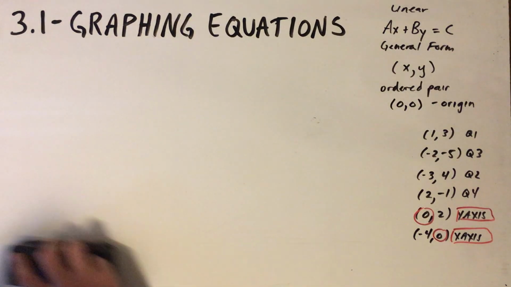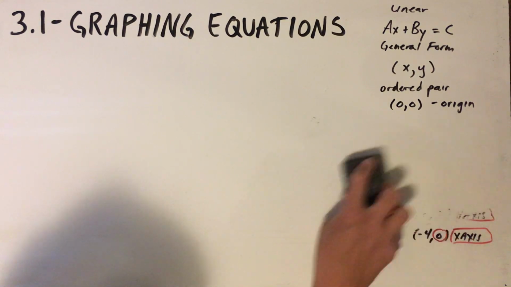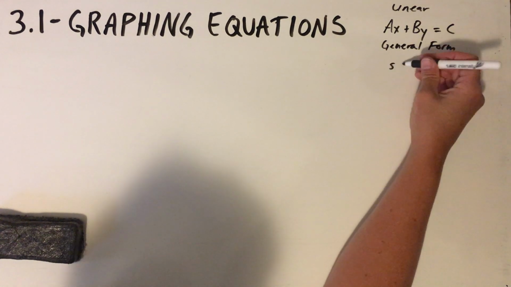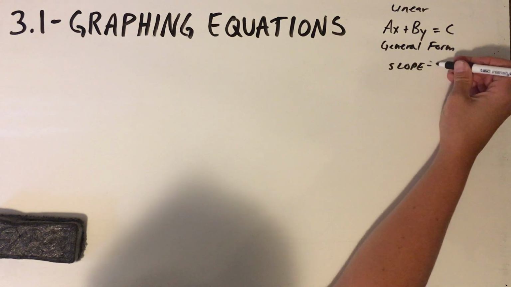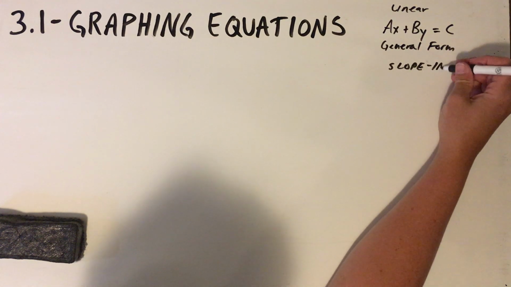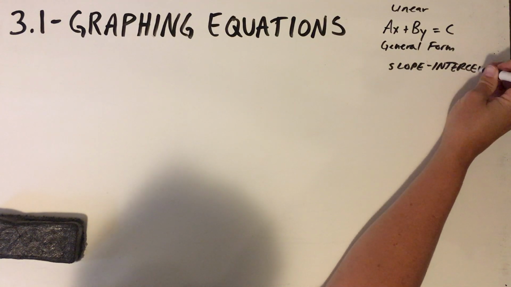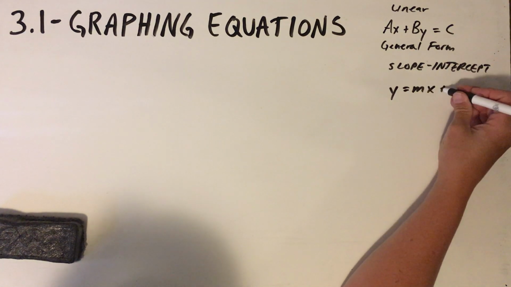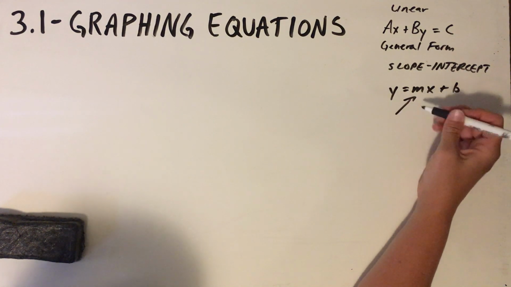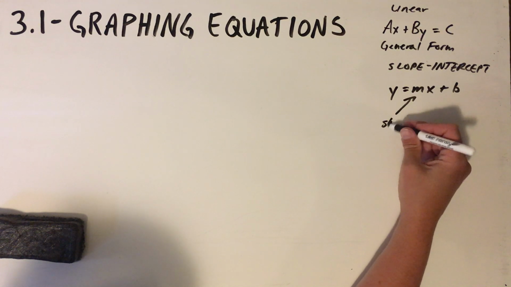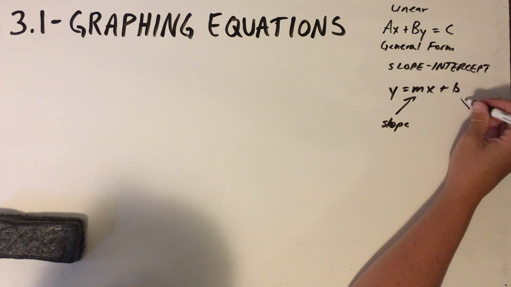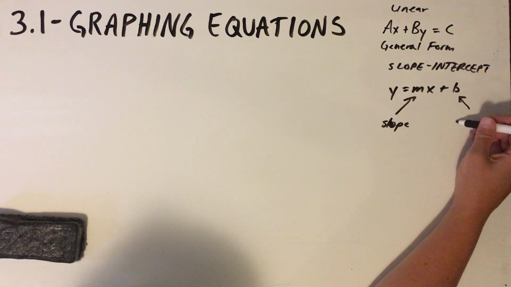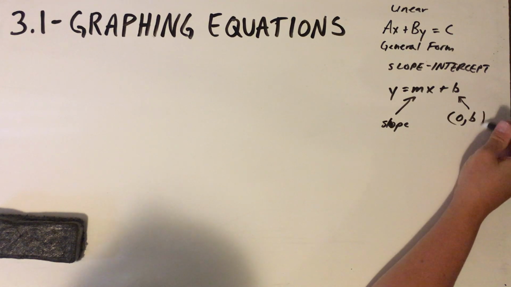and that other form is called slope-intercept form. Slope-intercept form is when you have isolated y. And when you have isolated y, the coefficient now of x is known as the slope. And the constant here, b, is known as the y-intercept. Or in other words, it is the point (0, b).